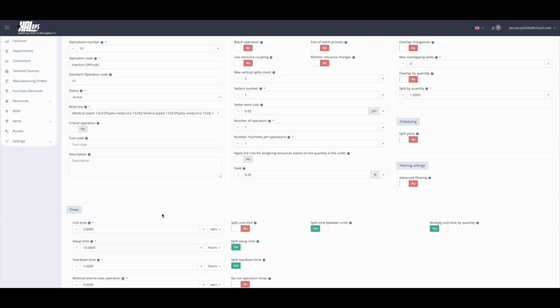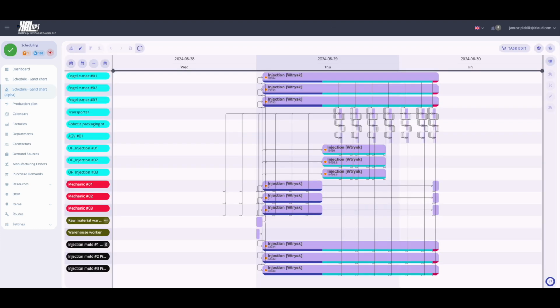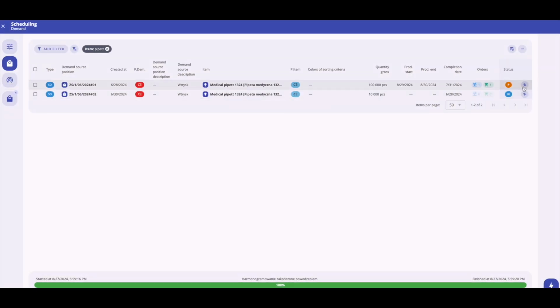Case 3: setup time equals 5 hours, unit time equals 2s, teardown time equals 1 hour. Let's schedule such production and see the results. Let's remember how long the production takes.